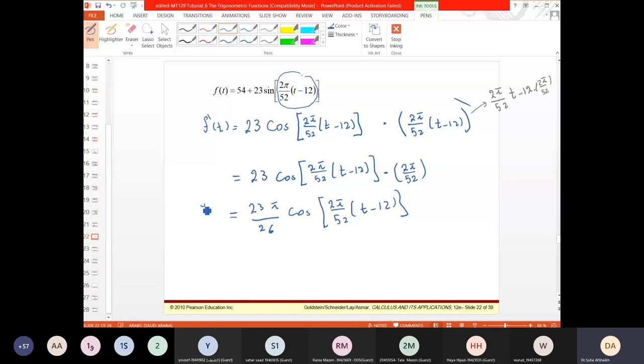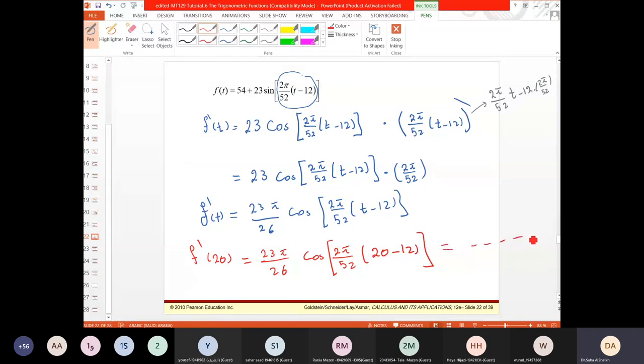Good so far? Clear? The next step, I have to find it at the 20. So I just have to substitute with t equal to 20. So this is 23 pi over 26, and this will be cosine of 2 pi over 52, and this will be 20 minus 12. Calculator work, and you get the answer.